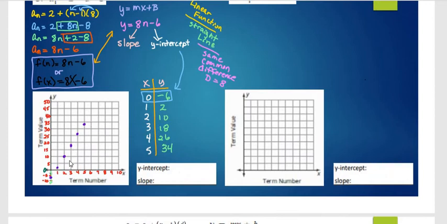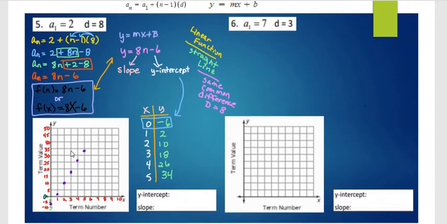So when you plot your points, you see this is a linear function. It is a straight line, and it does have a common difference of 8. So the slope is 8, and the y-intercept is at (0, negative 6). So when I write this, I have (0, negative 6), and then my slope is 8.